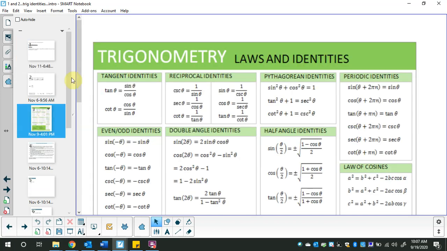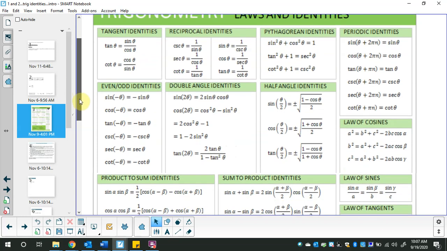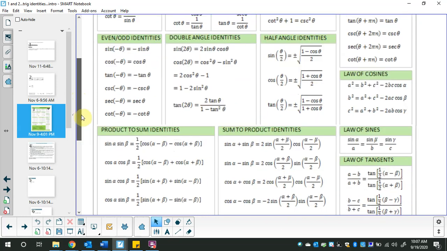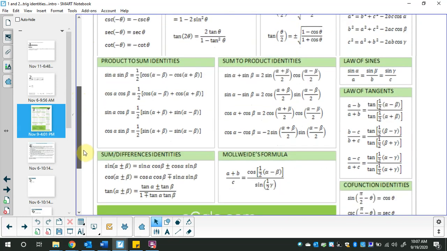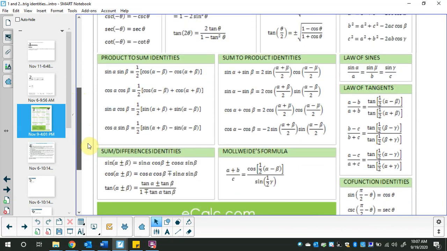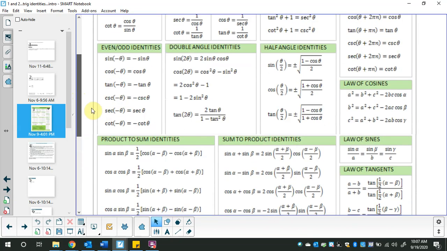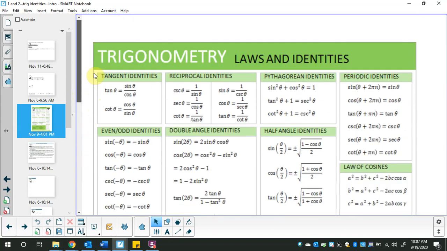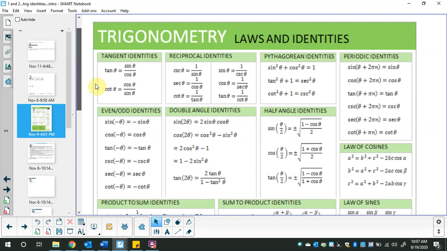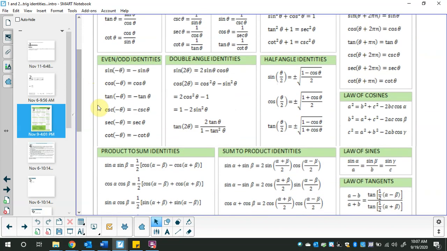So this is the one I've cut and pasted into the Smartboard document. You could print it off if you wanted to, but it's very unnecessary. We don't deal with all of these. In fact, in my life as a math student at high school or university, I didn't use a lot of these, but they do exist.